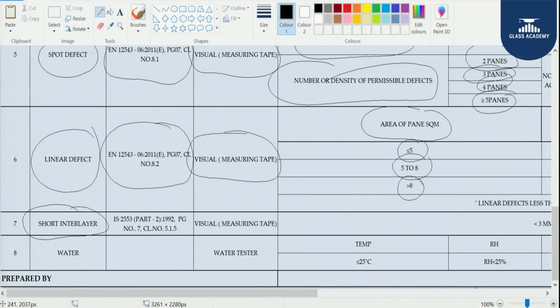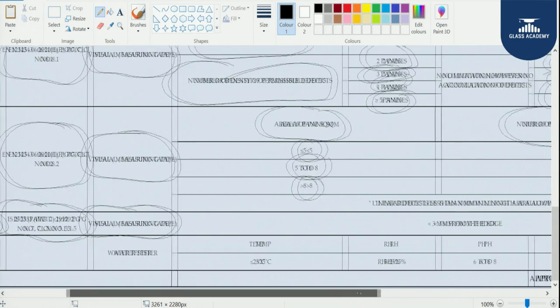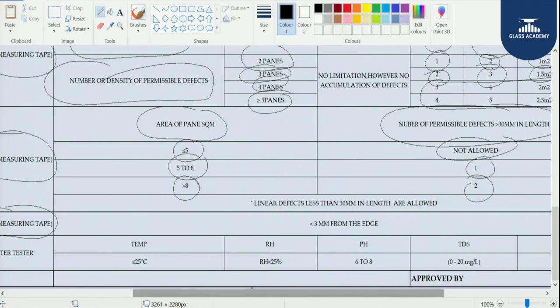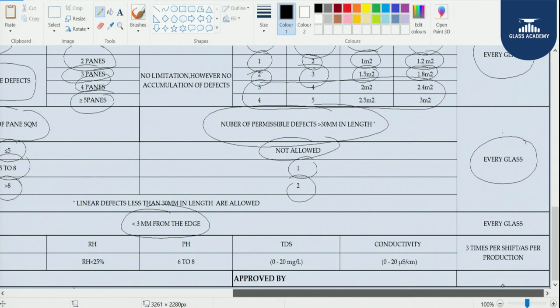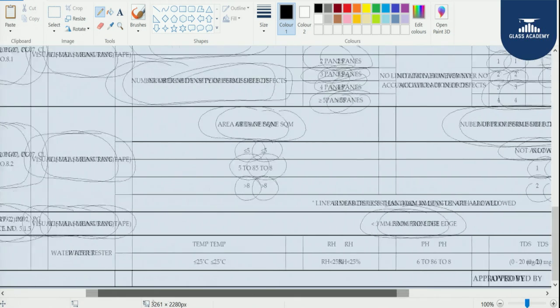Now let us take the next test parameter, the short interlayer, that is known as PVB shrinkage. The standard that we follow is IS 2553. It is also checked through visual inspection and measuring tape. Here we need to understand that if it is less than 3 mm from the edge, then only it is allowed. Otherwise it is not allowed. And the frequency of testing shall be for every glass.